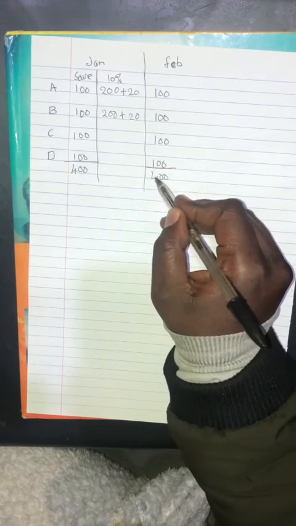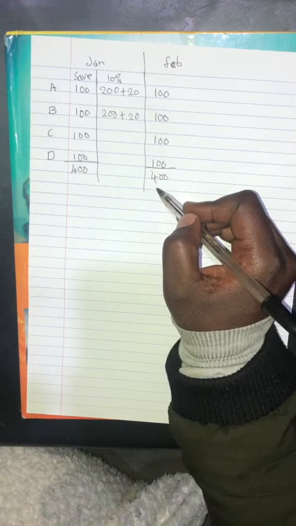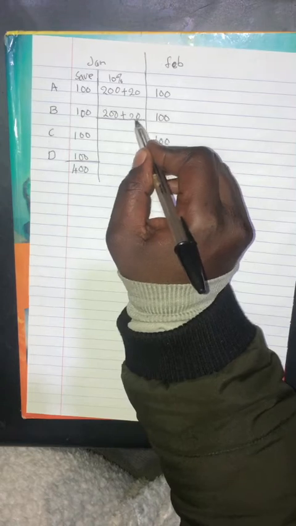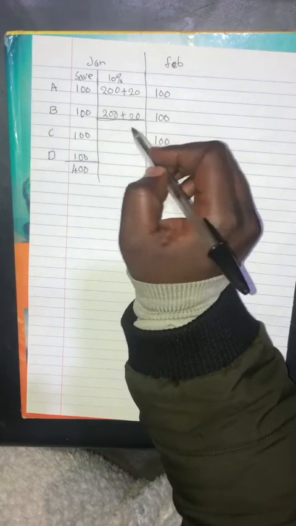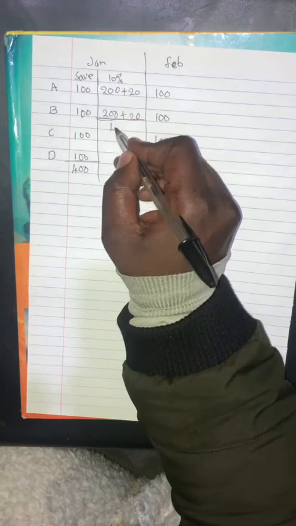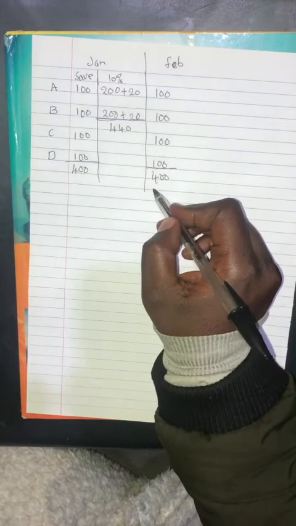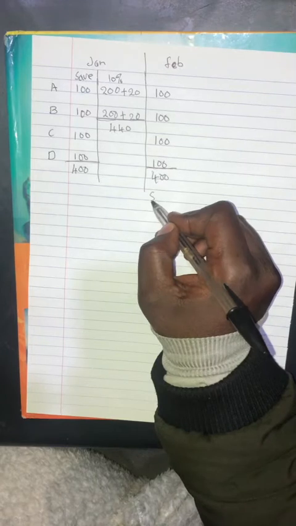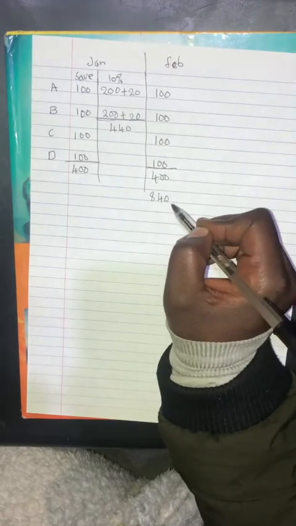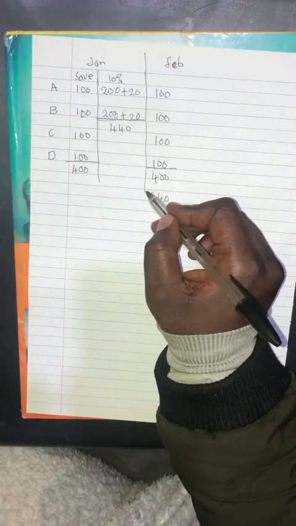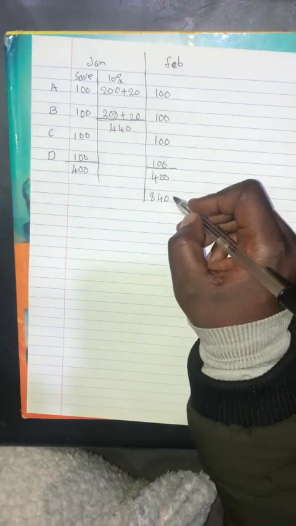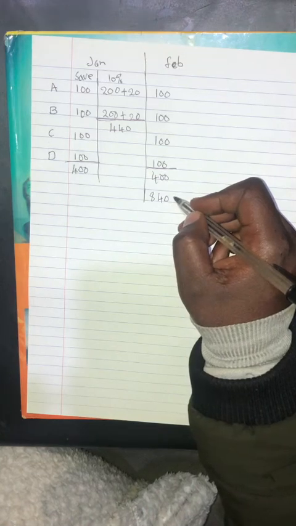All right, the total will be 400 kwacha, but because these guys still have to pay this amount of money, which is 440 kwacha, the total for this amount shall be 840 kwacha. All right, this is the grand total that the group will have at the end of the second month, which is February.